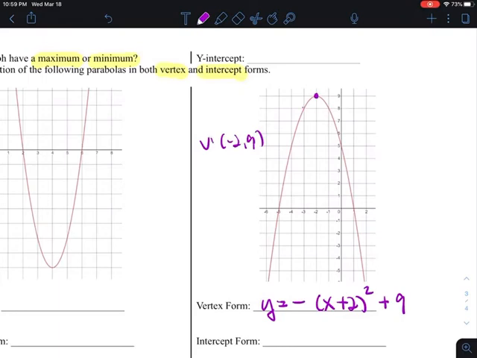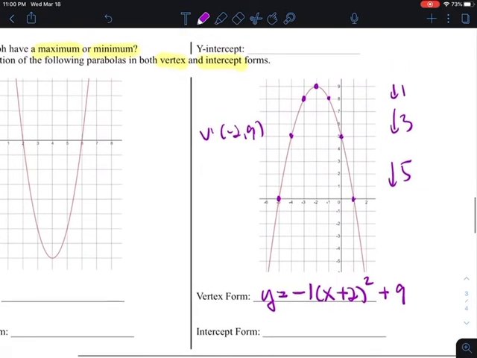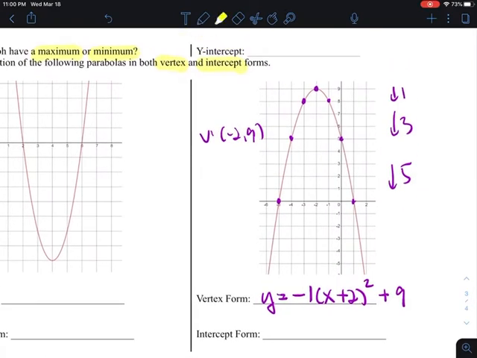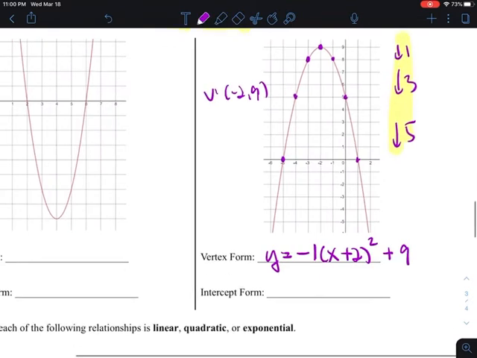And then notice how our parabola is opening down, so I will need a negative sign in front. And if we look at the points, here's a couple other points. We're going down 1, then down 3, and then down 5, which means our coefficient here is just a 1. You don't have to put the 1, but you could if it helps you, because these are the patterns of points.